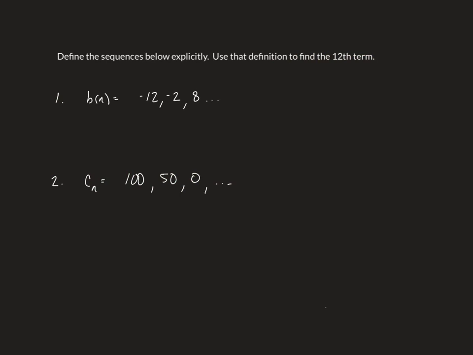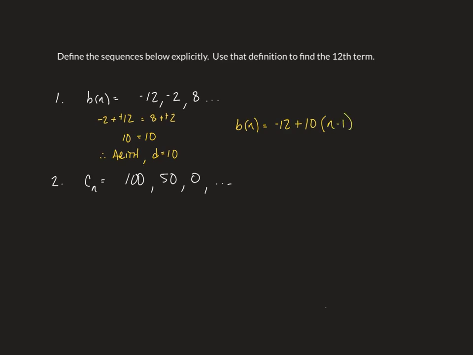Define the sequences below explicitly and use that definition to find the 12th term. So first what we're going to do is check to see if these are arithmetic. So when I do -2 minus -12, do I get the same thing as when I do 8 minus -2? Don't forget to do keep, change here. This is 10 equals 10, so therefore it's arithmetic, and the common difference is 10. So I'm going to set this up just like I did the previous example. I need the first term, which is -12, plus the common difference, which is 10, times n minus 1. And so that is my explicit definition.